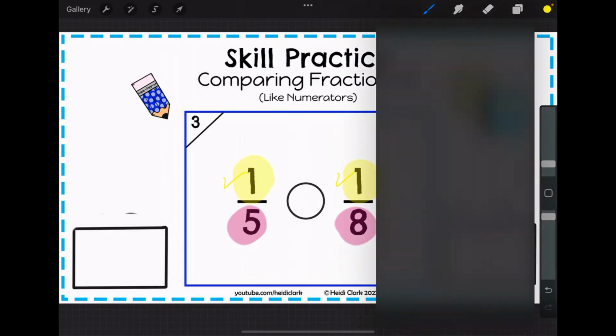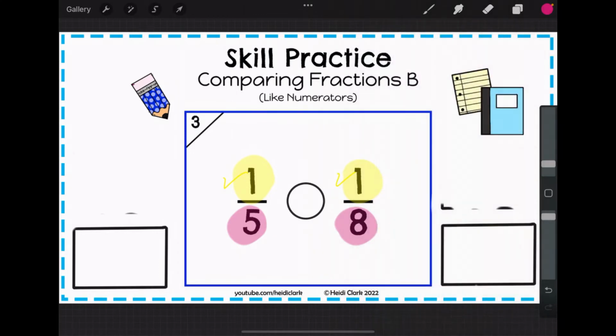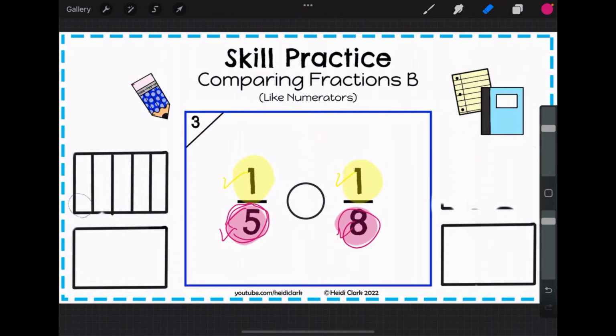Well, let's take a look at the denominator for that. The denominator tells us how many pieces that chocolate bar is going to be split into to begin with. So imagine you have a chocolate bar. Would you rather share it with 5 of your friends or 80 of your friends? If you have to cut it into 5 pieces, it's going to look something like this. And each of those pieces are pretty big because you're only sharing it with 5 people. If you have to cut it into 8 pieces, it's going to look something like this.